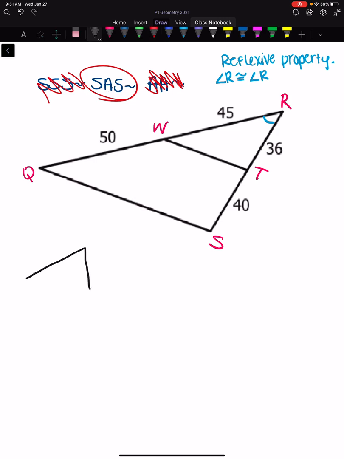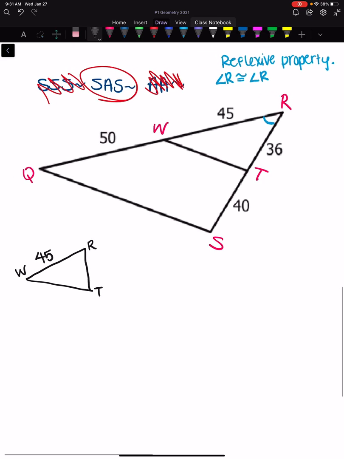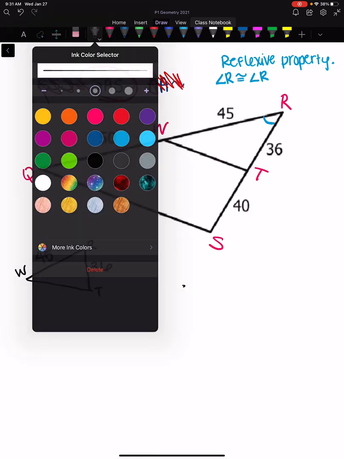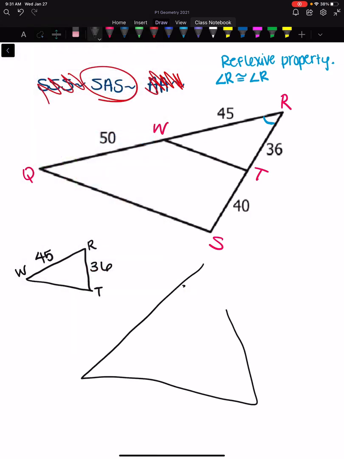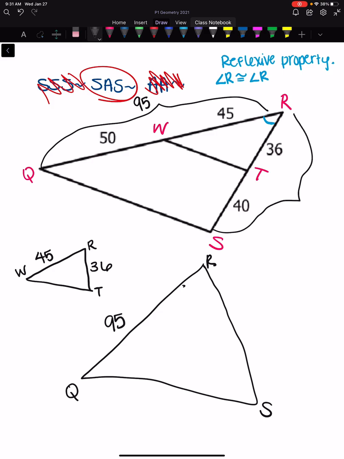What we can do is redraw our triangles here. And we can put in our information about our side lengths, so 45 and 36. And then we can go ahead and redraw this big triangle here, which is QRS. And I want to make sure that I'm doing the entire side length. So I'm going to have to add up 50 and 45 to get 95, and 40 plus 36, which is 76 here.